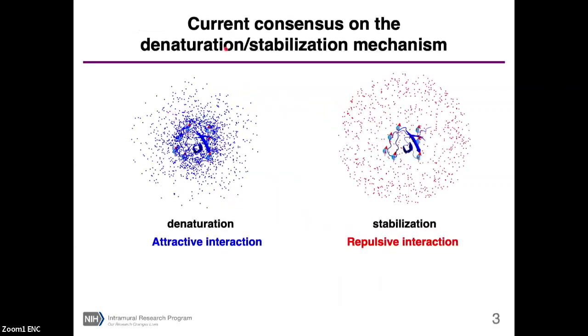There are many different hypotheses to explain this, and there seems to be a little consensus. When small molecules denature proteins, it involves some kind of attractive interaction between the small molecules and the proteins. On the other hand, when small molecules stabilize the proteins, that involves some kind of repulsive interaction. But the exact mechanism of how these small molecules interact on the surface of the proteins in molecular detail is still largely missing from the literature.